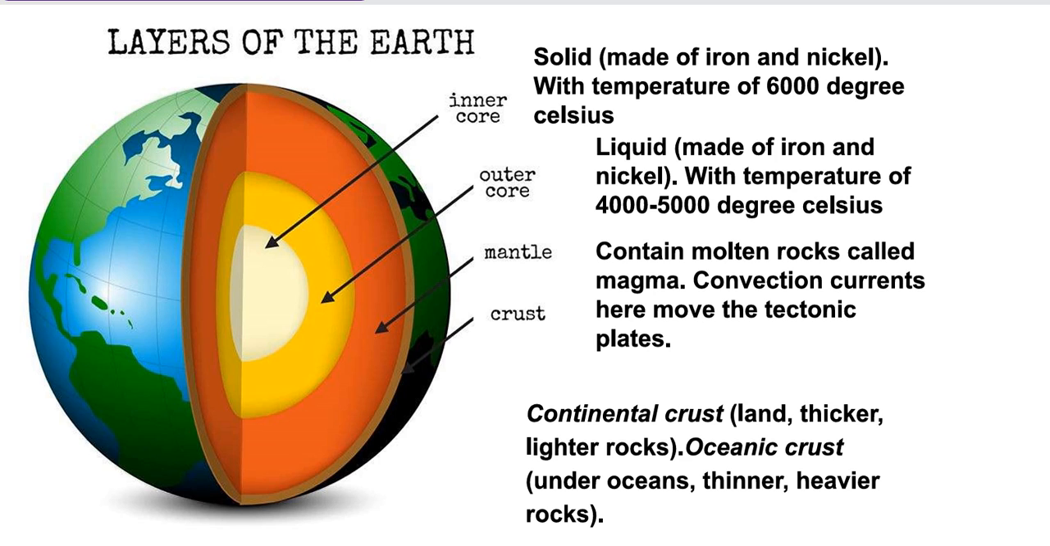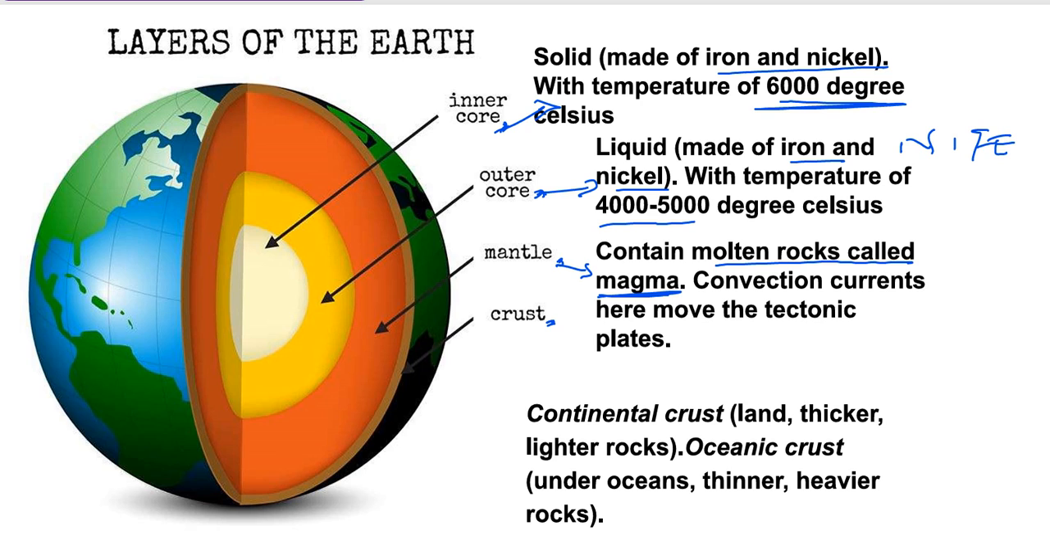So the earth is divided into 4 main layers. First, you have the inner core, you have the outer core, you have the mantle, then the crust is the one outside. So first, the solid inner core, which is usually made up of iron and nickel with a temperature of around 6,000 degrees Celsius. So that's the inner core for you. Then you have the outer core, which is usually liquid. It is made up of the same elements, iron and nickel, which we refer to as NiFe, using these symbols. Now, with a temperature of around 4,000 to 5,000 degrees Celsius, and the mantle, which contains molten rocks called magma.